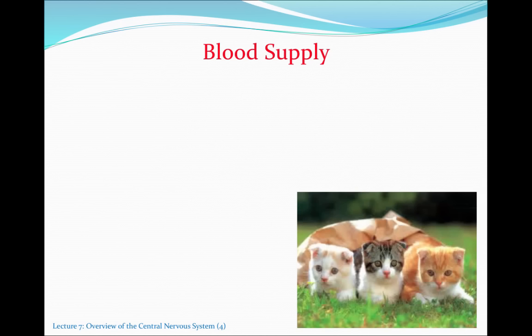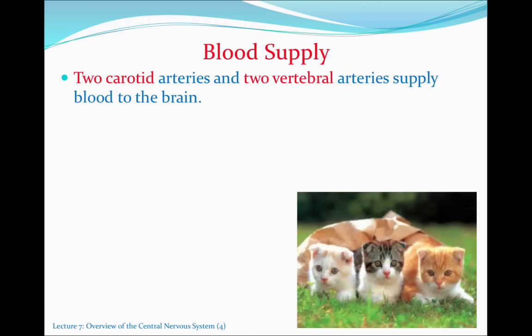In terms of blood supply, as you can imagine, the brain needs blood in order to work. Every organ of the body needs blood in order to function. Blood brings nutrients to different organs of the body. In regard to the brain, there are two main arteries that are supplying blood to the brain. There are two carotid arteries and two vertebral arteries that supply blood to the brain. I'll look at the carotid artery and then I will briefly look at the vertebral artery.